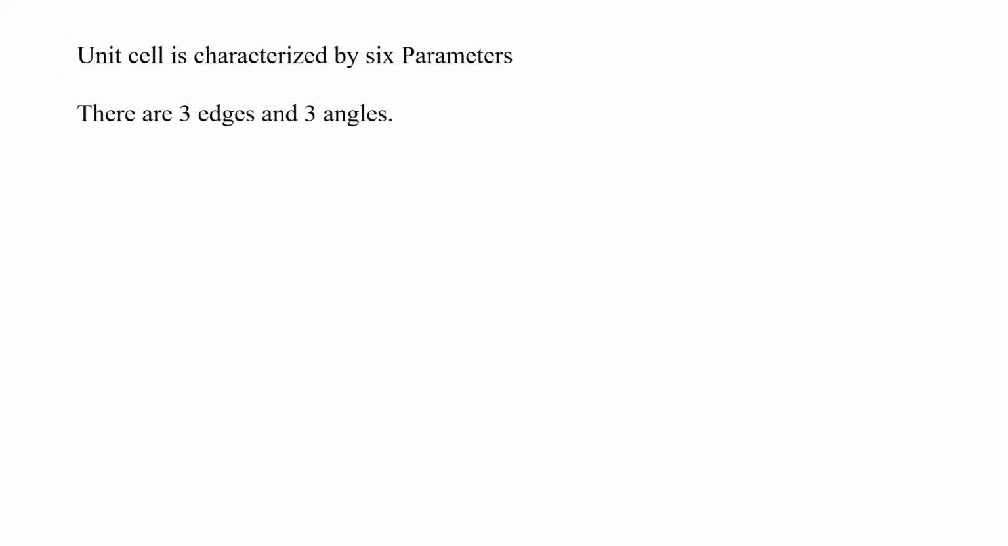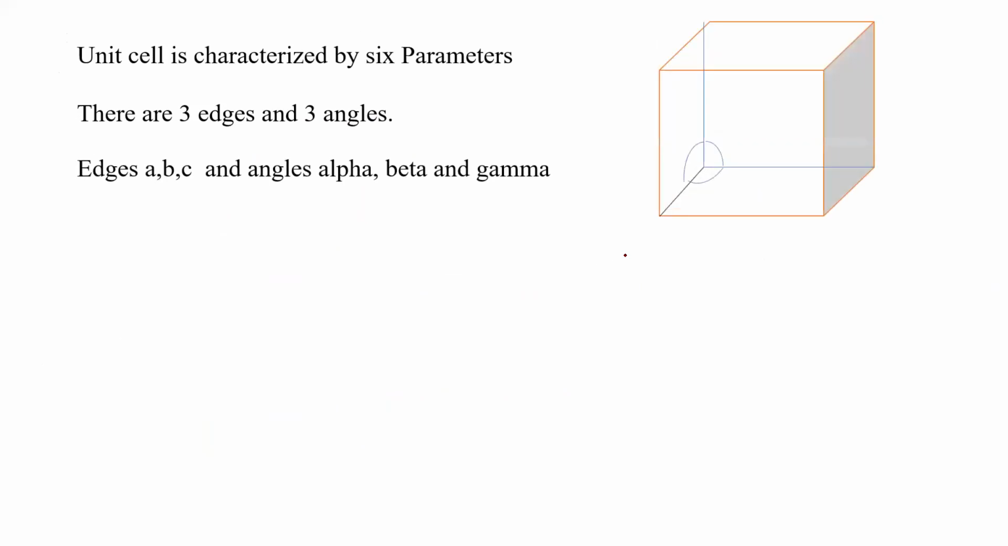The next point is that a unit cell is characterized by 6 parameters, which we already discussed: 3 edges and 3 angles. A, B, C are the edges, and alpha, beta, gamma are the angles. This is A, this is B, and this is C. If A equals B equals C and alpha equals beta equals gamma equals 90 degrees, it's a simple cubic.